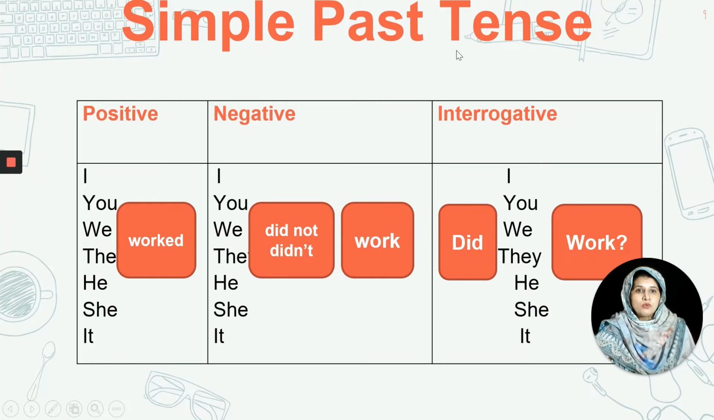Now we'll move towards interrogative sentences, question statements. In a question statement, we add did at the start and then we add the subject. Afterward, we add the first form of the verb and then a question mark.